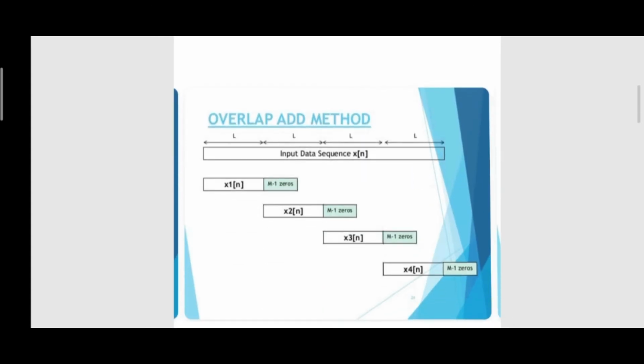So in the overlap add method, the input data sequence x of n is subdivided into subsequences, where the length of the new data will be L. So x of n is subdivided into x1 of n, x2 of n, x3 of n and x4 of n. And in that we have to pad m minus 1 number of zeros in every sequence.